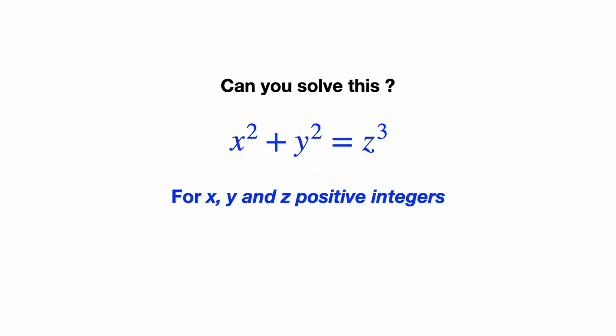Can you solve this problem in positive integers? When is a cube the sum of two squares? I'll solve this problem in 3, 2, 1.